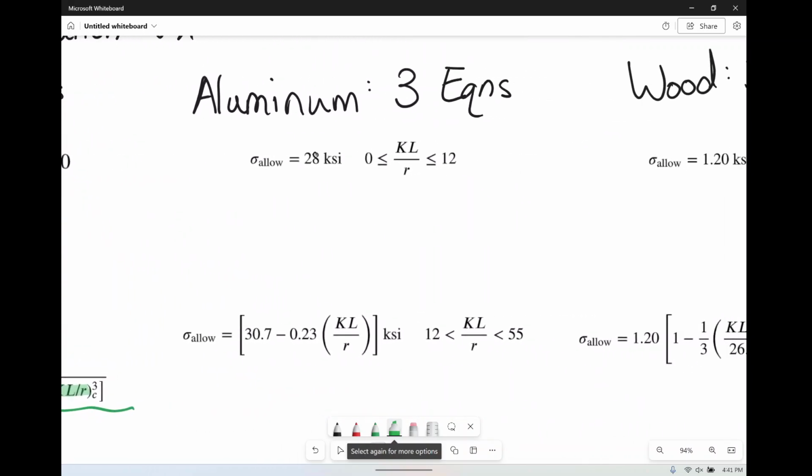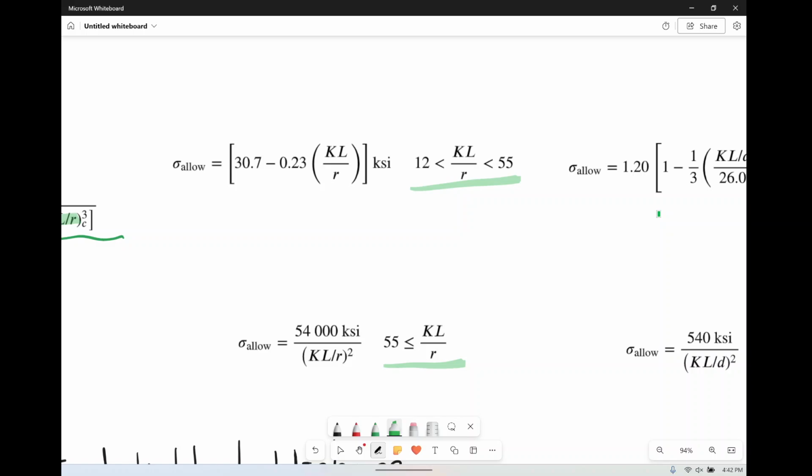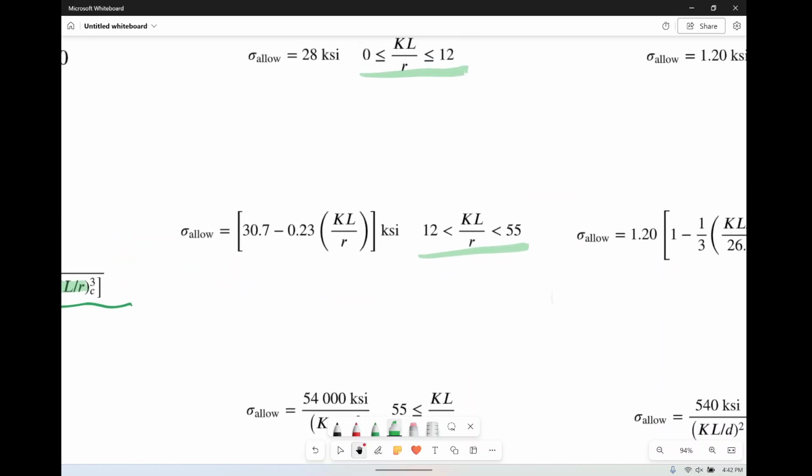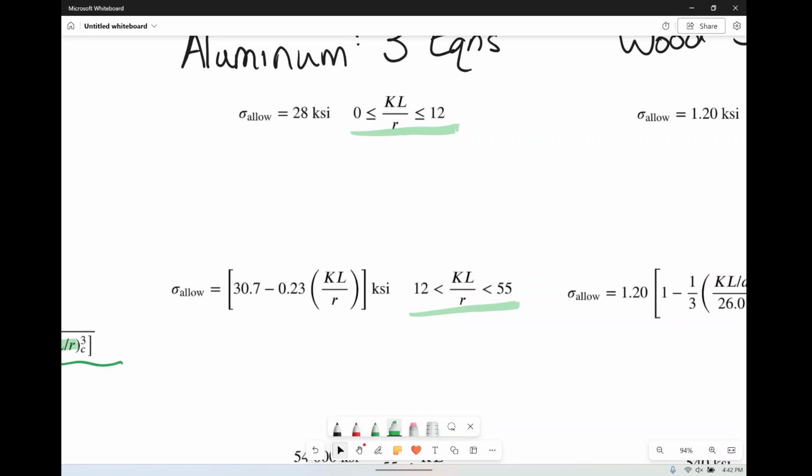And for aluminum, we have three equations. And again, it's kind of the same thing. Here we have a KL over R, and we're checking it. Are we in the 0 to 12? Are we in the 12 to 55? Or are we in the 55 plus range? And you can see we have different equations for sigma allow based on that, all with KL over R except for the first one, which is just a flat plateau.